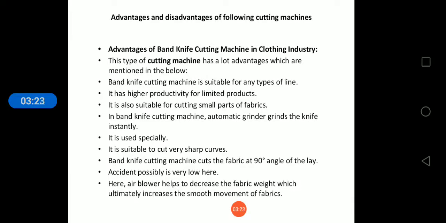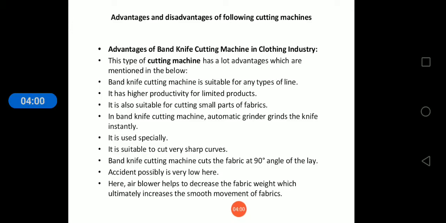Next, the band knife cutting machine. The advantages of band knife cutting machines in the clothing industry: this type of cutting machine has a lot of advantages, which are mentioned below. The band knife cutting machine is suitable for any types of lines. It has higher productivity for limited products. It is also suitable for cutting small parts of fabric.